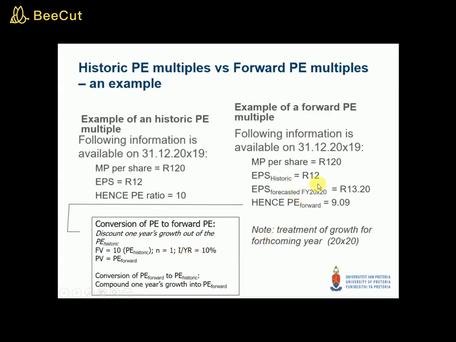Well, in this example, I've got my forecasted earnings as 13 Rand 20 and my historic as 12, so the growth in my earnings is 10%. 13.2 minus 12 divided by 12. So my growth is 10%. I then input and determine my present value, and I get a PE forward of 9.09. What does this mean? And what am I trying to show? My forward PE will always be lower than my historical price earnings.